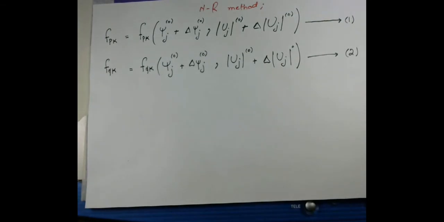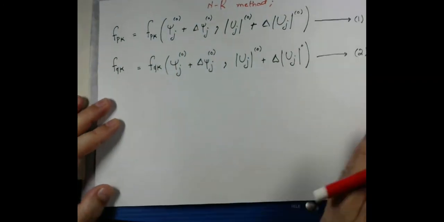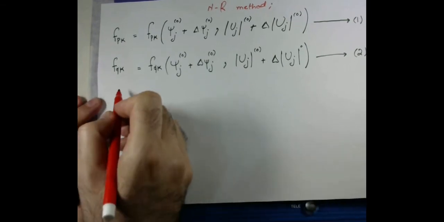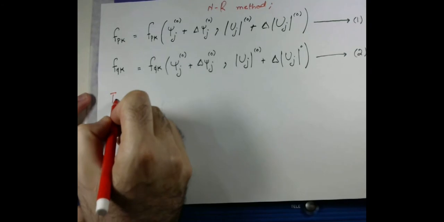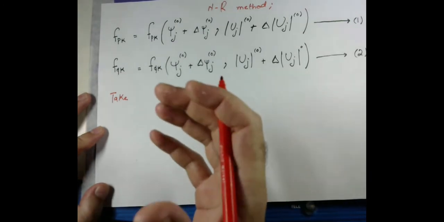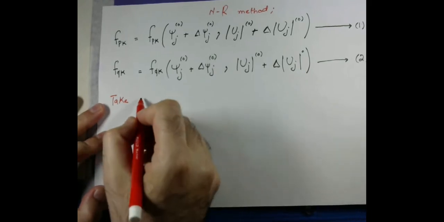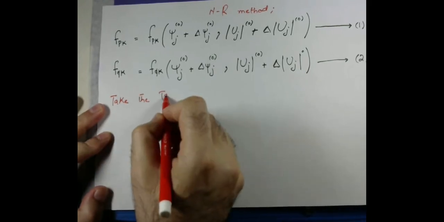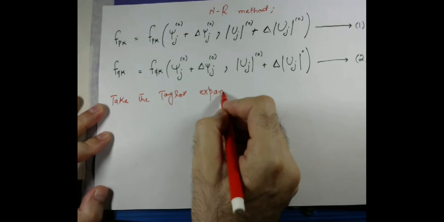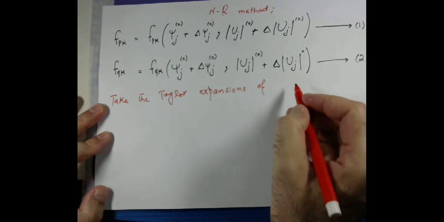Now let's take the Taylor expansion of these functions, because these are non-linear expressions. The next step is to take the Taylor expansion, because we are following all those steps to find a general form of the Newton-Raphson method for finding the error in the first estimate. So let's take the Taylor expansion of these two functions.